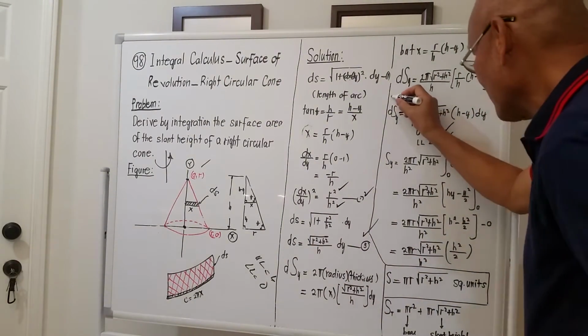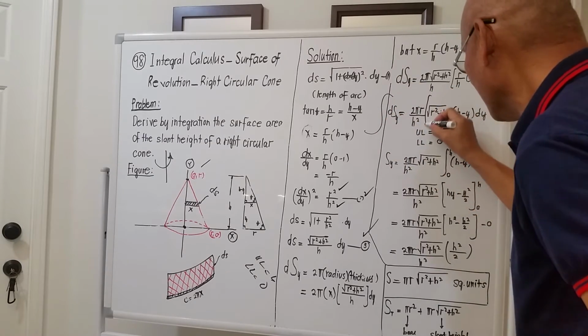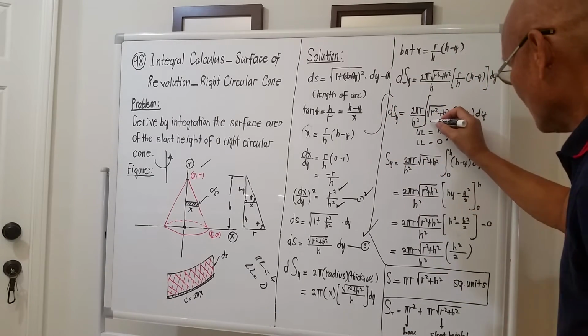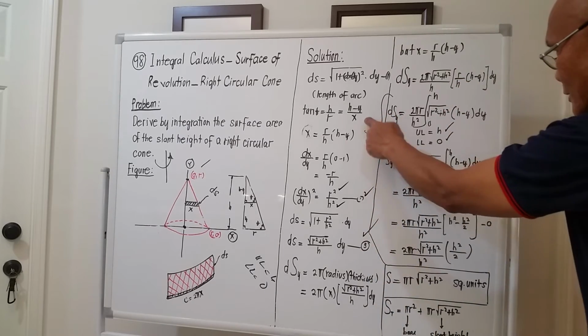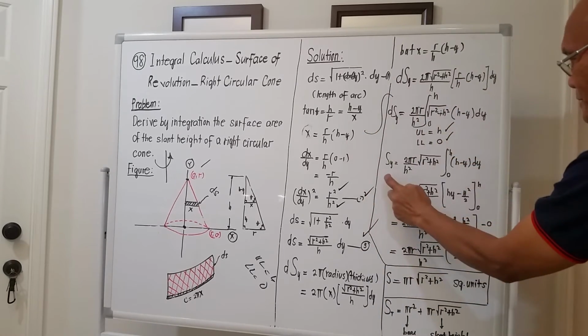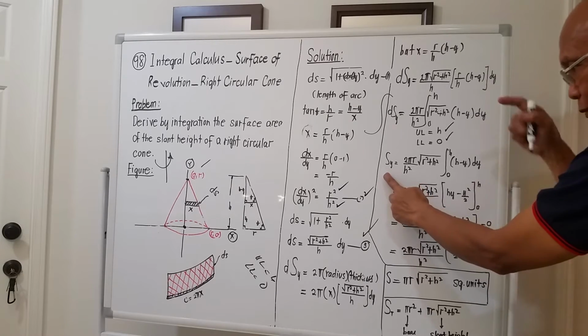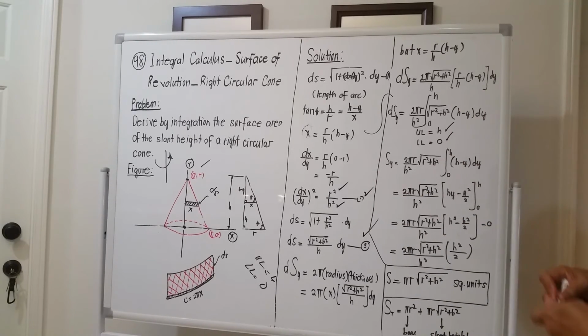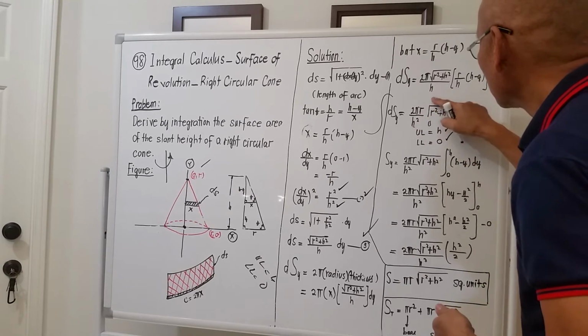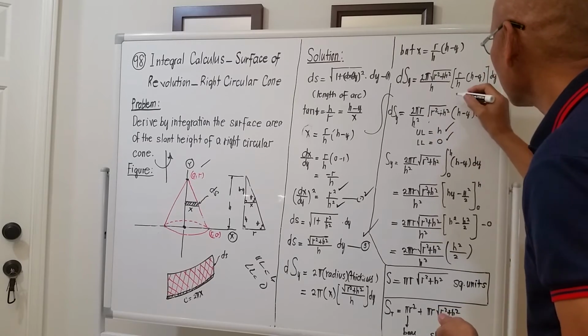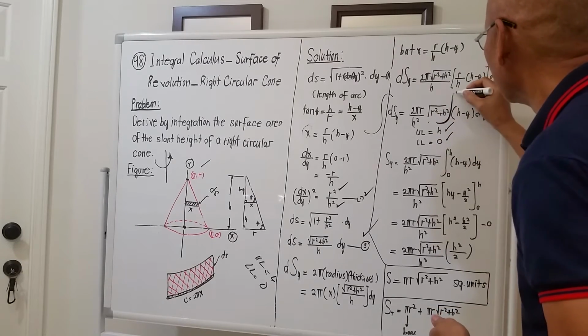So if we try to take the integral of both sides, this should be with the limit from 0 to h. The integral of the differential s of y is just s of y, the total surface area of this slant height, equal to, I just write this one. This should be after the pure constant. I will place it here. Okay, this is from 0 to h.